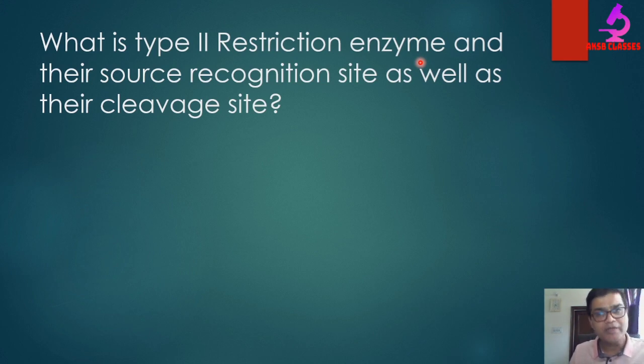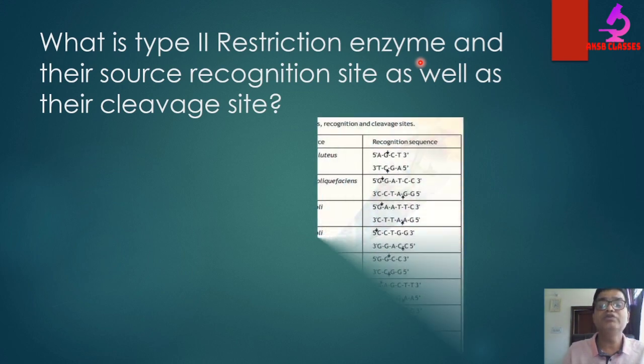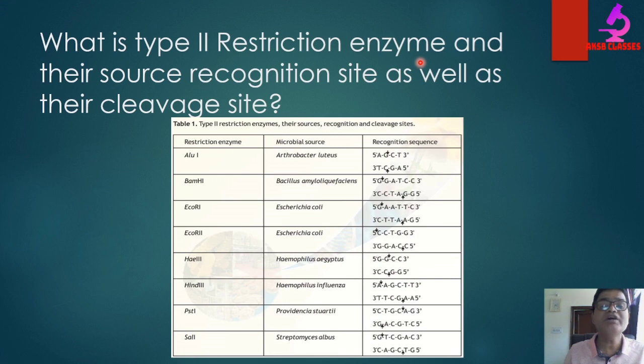It will cut within the recognition site or palindromic site. Each restriction enzyme has its own palindromic site or recognition site. It will never cut outside the palindromic site or outside the recognition site. So their source, all the restriction enzyme source is bacteria. You know, BamHI.